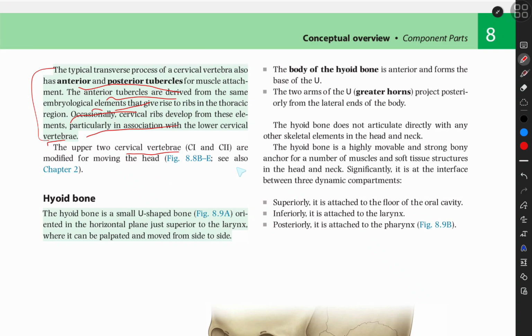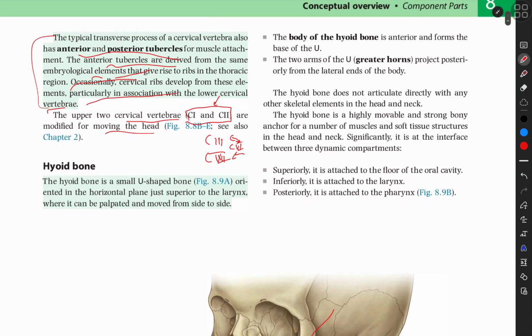The upper two cervical vertebrae C1 and C2 are modified for moving the head. So C1 and C2 are unusual because they have to move the head. C7 is also a little bit different, but C3 to C6 are definitely the normal cervical bones, or cervical vertebrae, I should say.